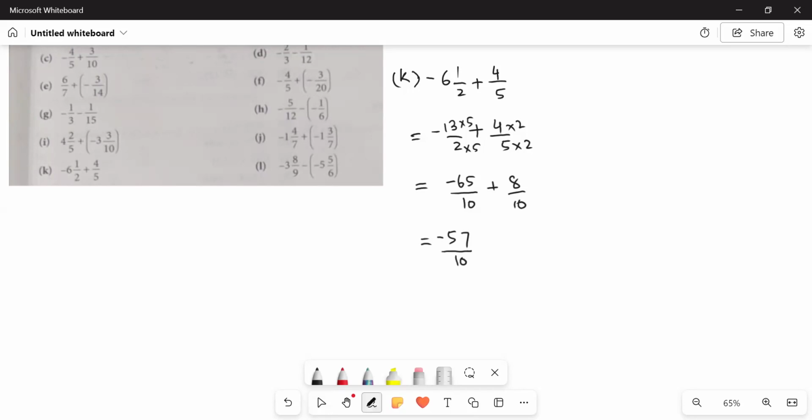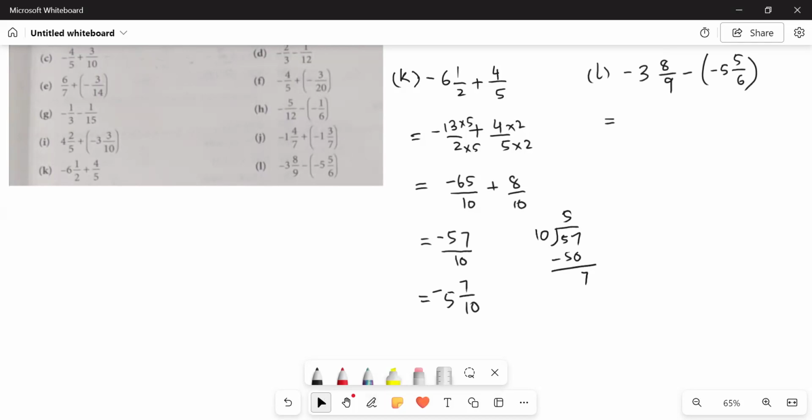But now we are getting an improper fraction, so we will convert it into a mixed number, right? Part A. Minus 3 whole 8 upon 9 minus minus 5 whole 5 upon 6. The first step is to change the signs inside and outside of the bracket and convert the mixed numbers into improper fractions. We can do it simultaneously, that is in a single step.